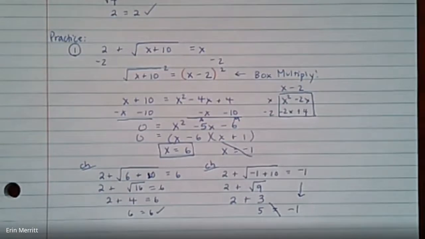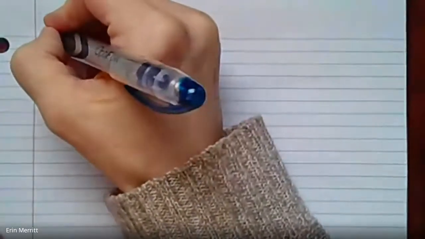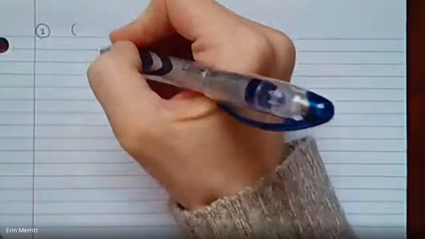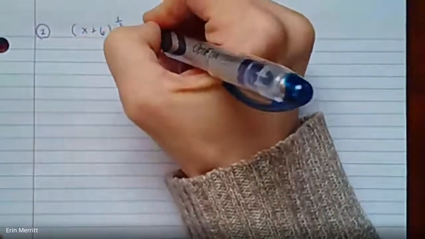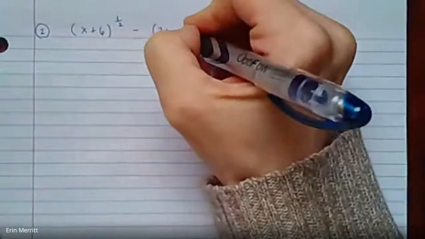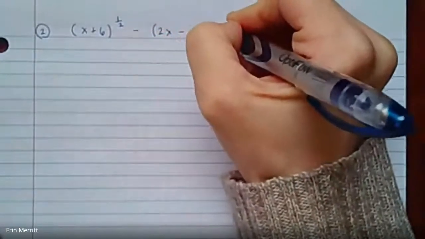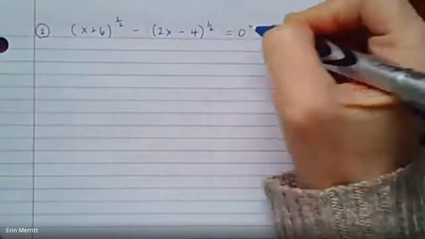All right, let's keep moving. We want to make sure to hit a couple different types of examples so that we feel prepared when we hit the homework. All right. Ooh, let's see, where is the top of the page? There it is. Okay. For number 2, I'm going to give you, in parentheses, x plus 6 raised to the 1/2 power minus 2x minus 4 raised to the 1/2 power equals 0.